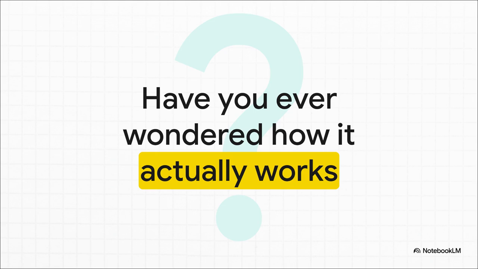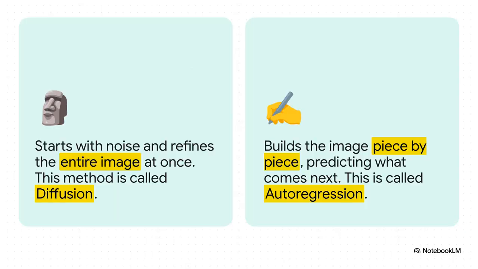Well, it turns out there are two very different ways these AIs think to create an image. And getting a handle on that difference, that's the key to understanding the huge leap forward we're going to talk about today. Okay, so think of it like this. On one side, you've got the sculptor. This is the diffusion method.